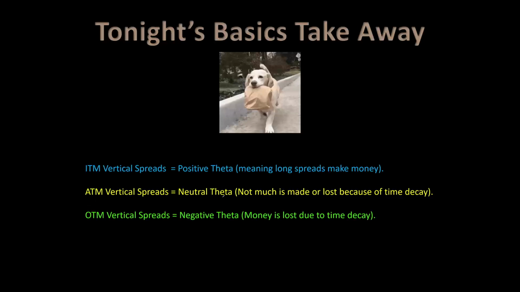At the money vertical spreads are pretty much neutral theta because you buy that option, you sell this option, the thetas cancel out. And out of the money options, or vertical spreads, I should say, for clarity, have a negative theta, meaning money is lost due to time decay, and we saw that in the example.